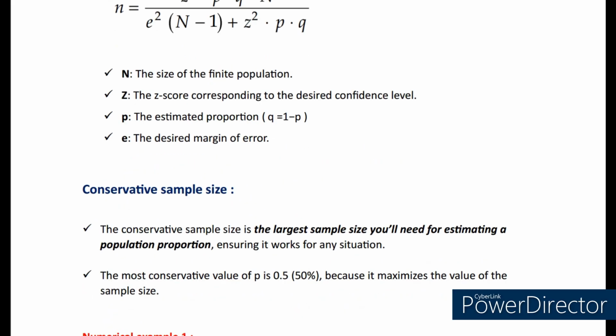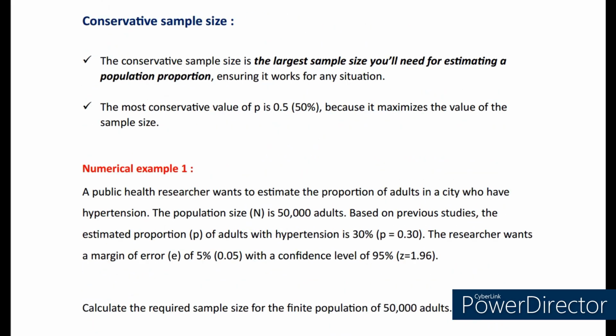So now coming to conservative sample size, which is very important. It has been asked many times in UGC. It is nothing but the largest sample size you will need for estimating a population proportion. So it can be called conservative sample size or maximum sample size. Whenever you see the term conservative sample size or maximum sample size, the value of P should be taken as 0.5, that is, 50%. Why? Because it maximizes the value of the sample size.